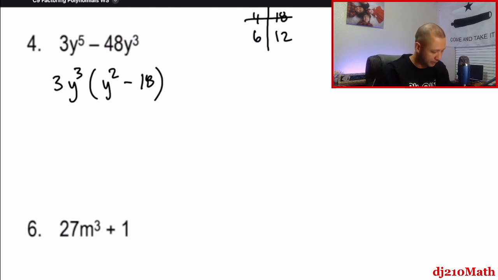Y squared minus 18. We look to see if this is... it's not 18. It's not 18. 16.